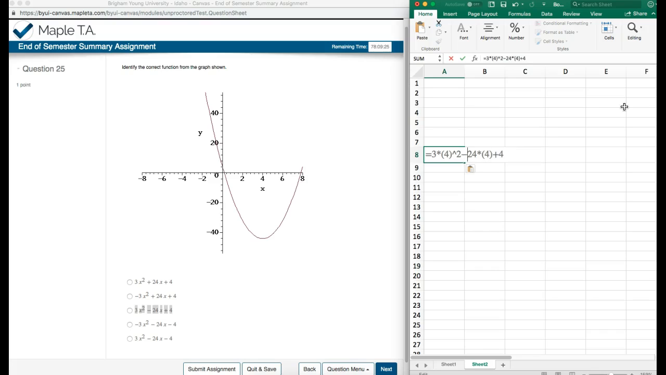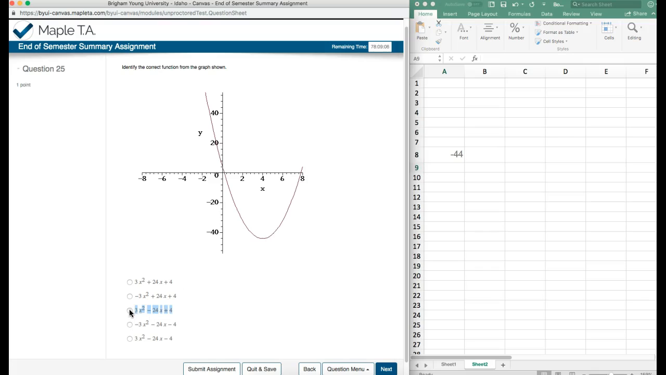Make sure, I know from a previous example that this needs to be redone with the negative sign because it thinks that it's a dash. It looks like everything's good there, and it says negative 44. So if I plug in positive 4, it gives me negative 44. That definitely looks like the vertex right there. So this one is our answer.